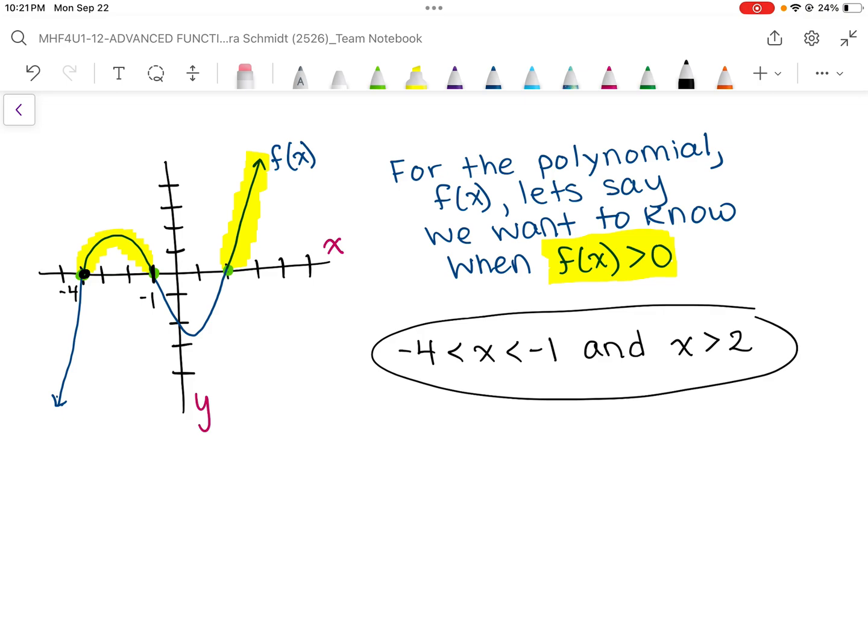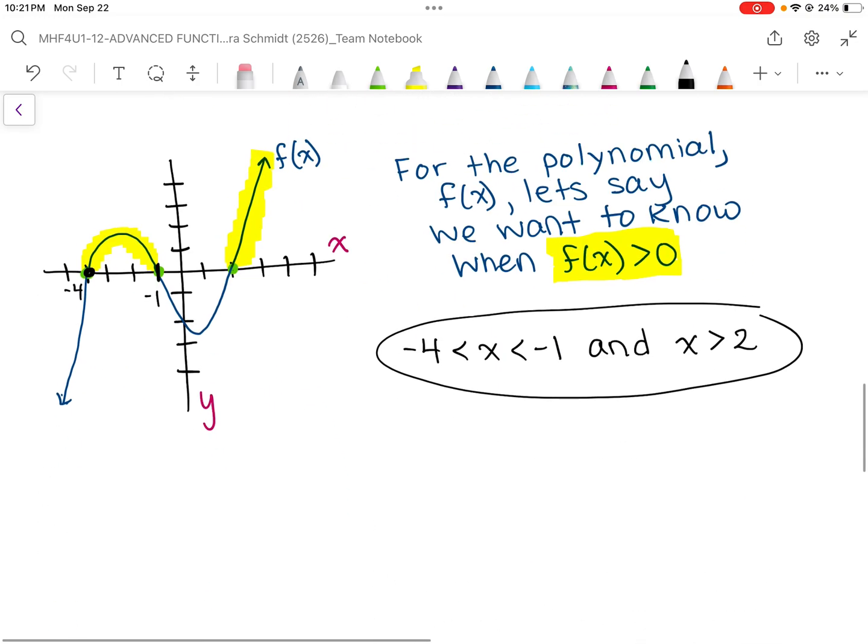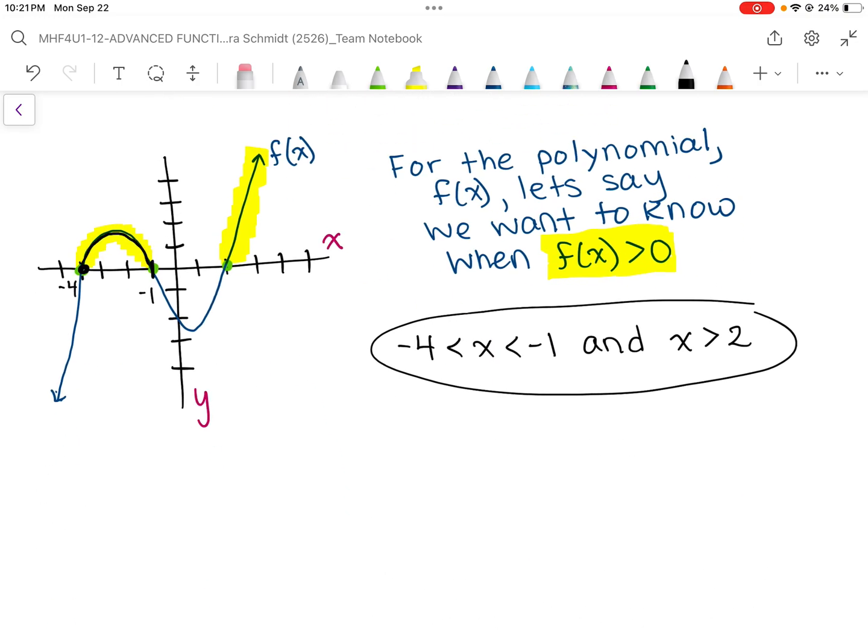So when x is greater than -4 and less than -1, that would describe this section here. And then when x is greater than 2, it would be here.